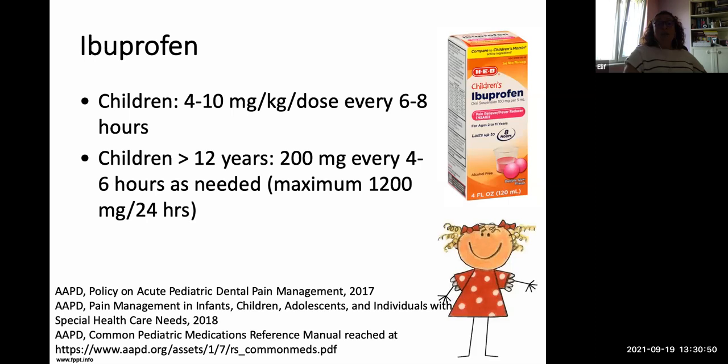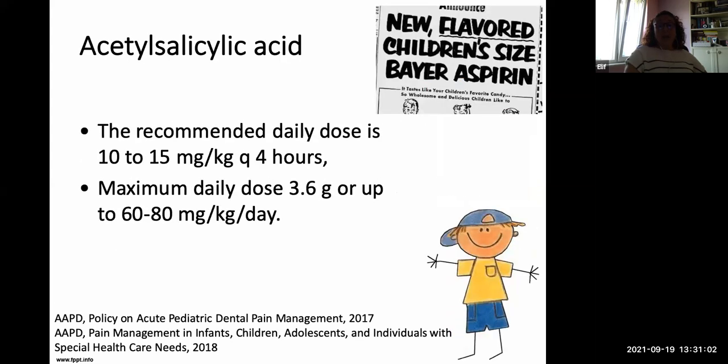Ibuprofen is one of the medications we prescribe in this category, and here you may see in this slide the dosage used in children. The other medication in this category is acetylsalicylic acid, and you see the recommended daily dose in this slide.